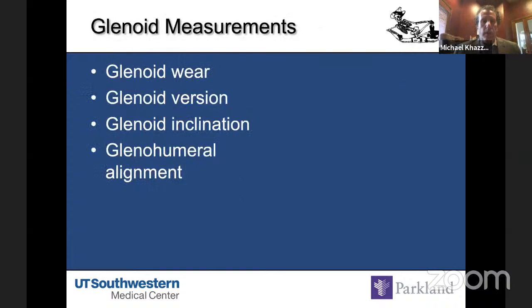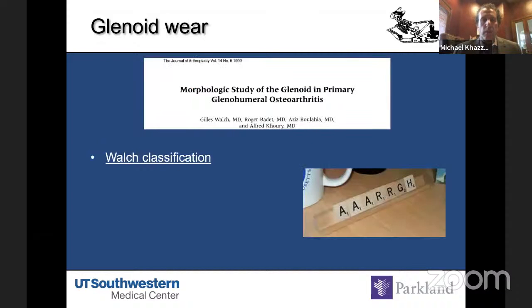So important assessment of the glenoid includes glenoid wear, glenoid version, glenoid inclination, and glenohumeral alignment, meaning where does the humeral head sit in relation to the glenoid? Is it anterior, posterior, or central? Because these all impact outcomes and survivorship of implants. So let's start with glenoid wear.